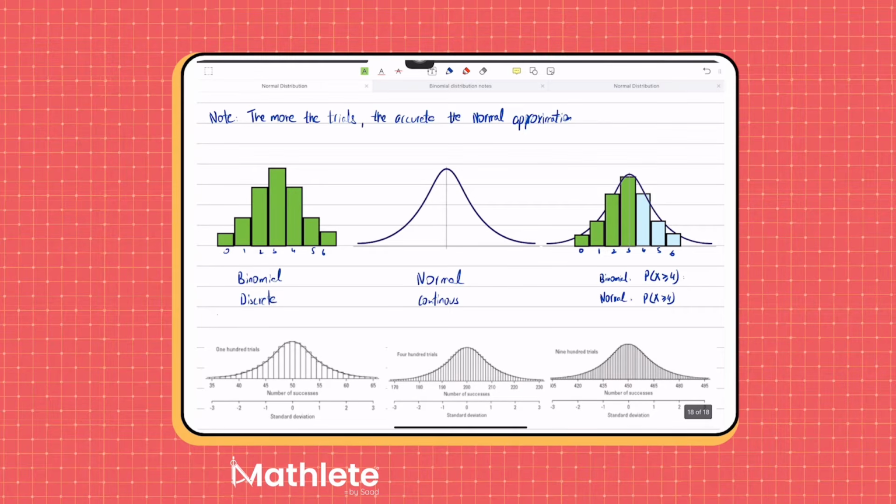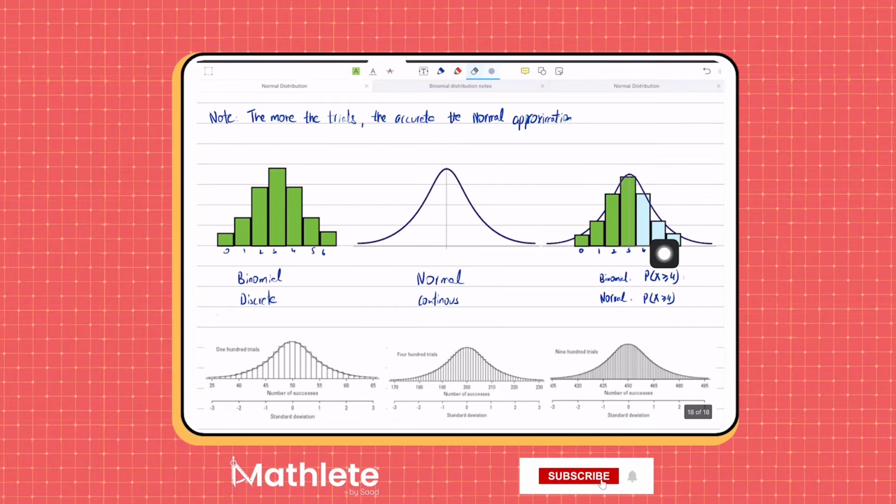Now what I've done over here is that in a binomial distribution, if you're asked to find the probability of x being greater than or equal to 4, what does that mean? That means you will find the probability of 4, the probability of 5, and the probability of 6. Let's say you're tossing a coin 6 times and you're asked to find the probability of getting at least 4 heads. That means you will find the probability of getting 4 heads, 5 heads and 6 heads, and you will add them up. So basically the area that you would consider is of the bars that I've highlighted in blue.